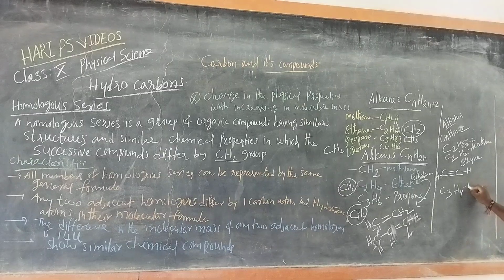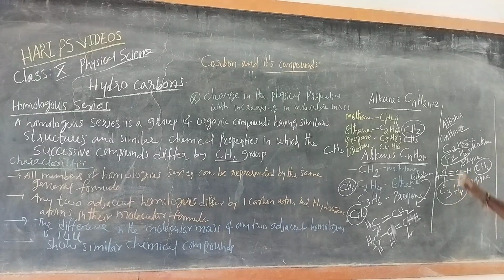C3H4. This is called propane. C2H2, ethane or acetylene, propane CH3. One carbon extra, two hydrogens also extra. So the difference between these two is one CH2 group. So try to understand the simple one only.